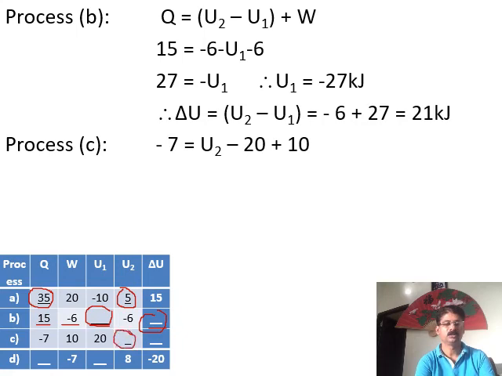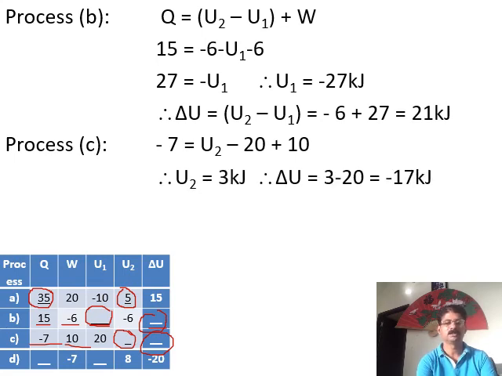Here U2 and delta U are not known. So once again, the same relation, because when Q and W are known, you can find out directly U2 or you can find out delta U also. Same formula. So minus 7 is equal to U2 minus 20 plus 10. So you will get U2 as 3 kilojoules and delta U as minus 17 kilojoules. This is how easy it is. Very easily you can calculate. Only thing is you have to understand the basics.